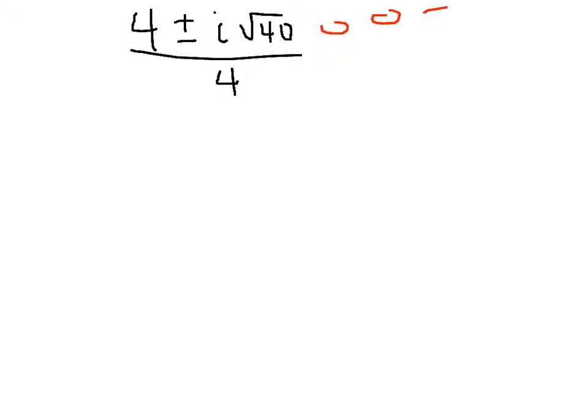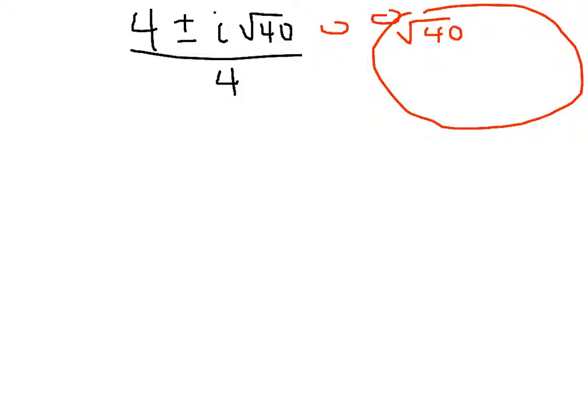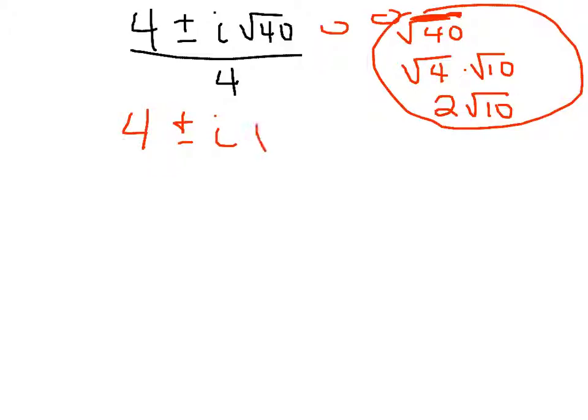if I think over here about the square root of 40, the square root of 40 is the same thing as the square root of 4 times the square root of 10, but I know that the square root of 4 is just a plain old 2, so the square root of 40 is the same as 2 root 10. So I have 4 plus or minus 2i root 10 over 4.